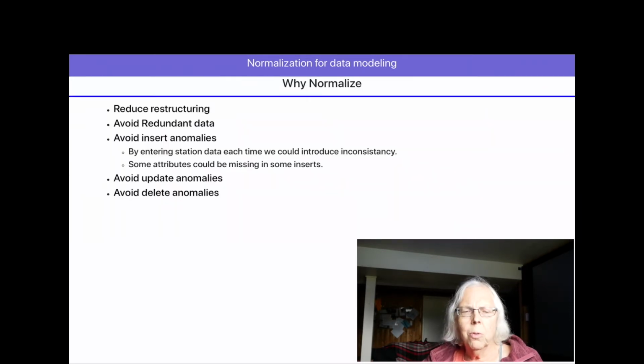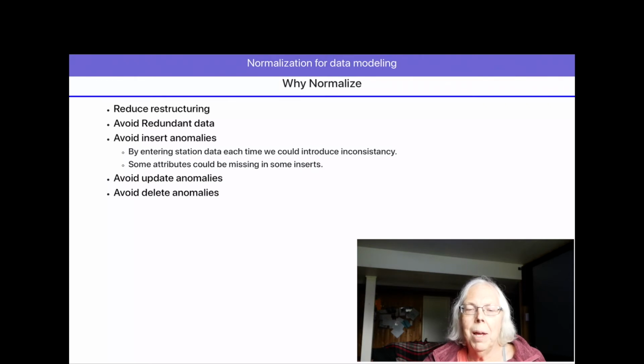We also want to avoid something called an insert anomaly. This is where we enter station data each time and possibly introduce it inconsistently, like we just saw there. We've decided, well, we're going to put United States the first time, and then second time we'll just put USA. Well, if we're looking for that, we won't find them all unless we say, well, if we put this or if we put that, which makes the queries complicated and creates inconsistencies in the data.